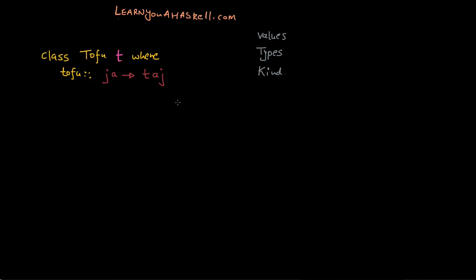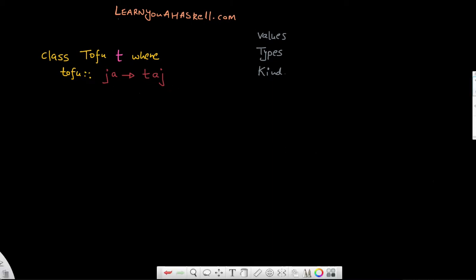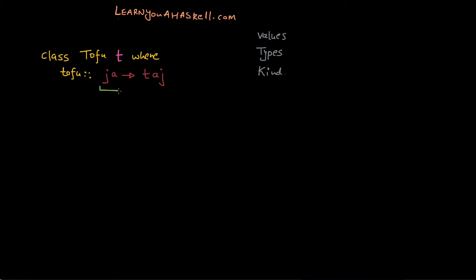Given this type world, if this is the signature of the method tofu, my first question would be: what are the types that would fit in this j a, and what are the types that I would get back in this t a j? Because this is a type world, I know that whatever j a is, it has to be a concrete type. So the kind for j a has to be a star, and the kind for the entire t a j also has to be a star, because these are concrete types in the type world.